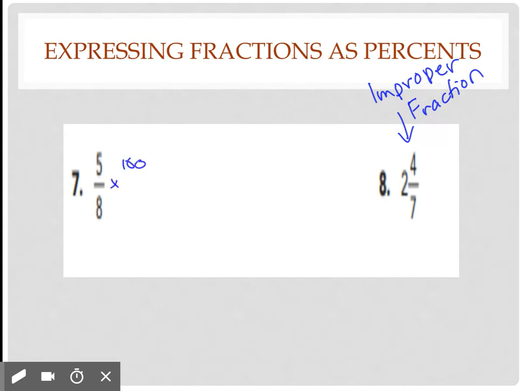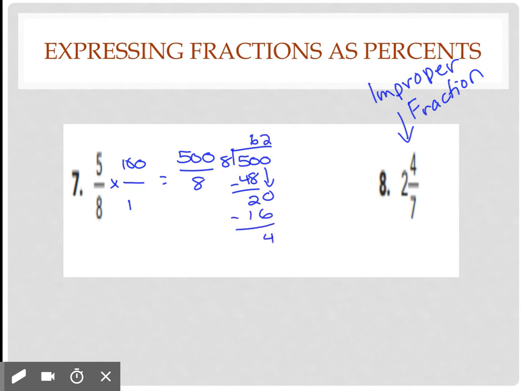All right, so 5/8, I'm multiplying times 100 over 1. I get 500 over 8. Going to perform the long division here. 8 goes into 50 6 times. That is 48. I bring down my 0. 8 goes into 20 twice. That's 16. So 62 remainder 4, which would be 62 and 4/8. Simplify 4/8 to get 62 and 1/2, and just add a percent symbol.